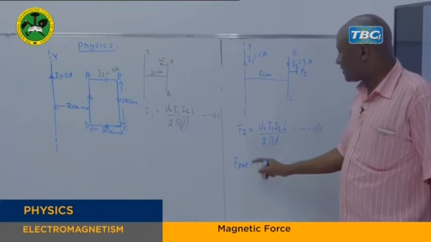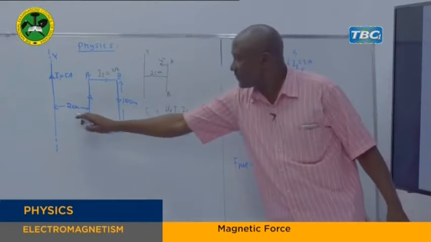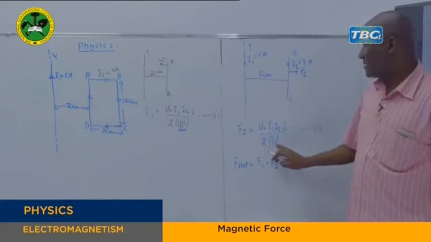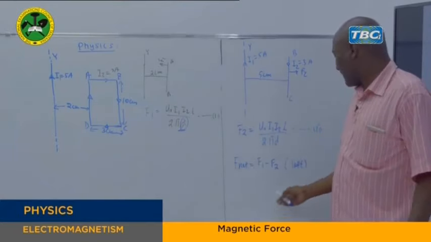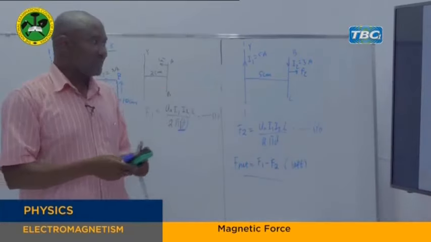So why do you choose F1? Because the distance is the one that determines the magnitude. We have a shorter distance here. This is 2, and this distance is 5. So the greater force is F1. When you find the difference, you get the net force.